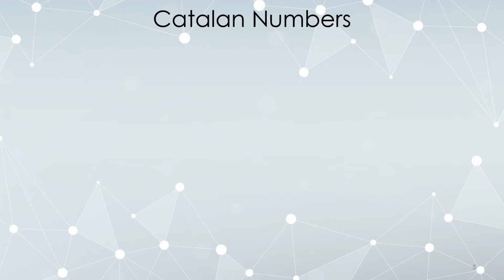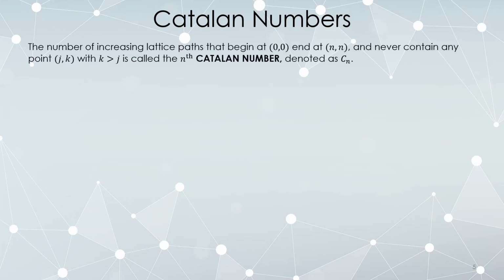So what are Catalan numbers? Well, the number of increasing lattice paths, remember that begins at 0, 0 and can only move right and up, and it has to begin at 0, 0 and will end at n, n, so it must end at a point whose x and y coordinates are equal. But also along the way, it cannot contain any point j, k where k is larger. So the y coordinate is never allowed to be bigger than the x. The number of ways to connect 0, 0 to n, n with an increasing lattice path and never having a y coordinate larger than an x coordinate is called a Catalan number, c sub n.